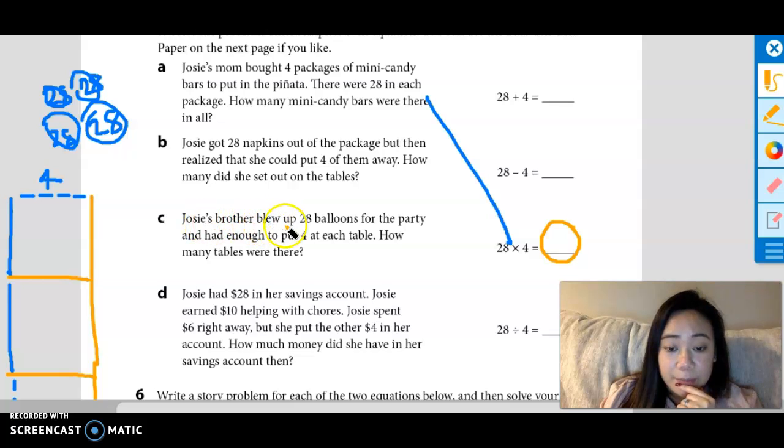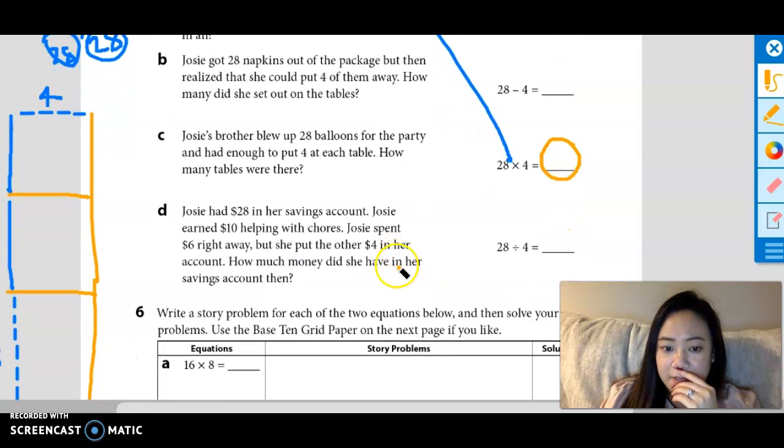C, Josie's brother blew up 28 balloons for the party and had enough to put 4 at each table. How many tables were there? So she started off with 28 and she put 4 at each table. Looks like she split them up so that there were 4 at each table. Which one represents that? And then find the answer.